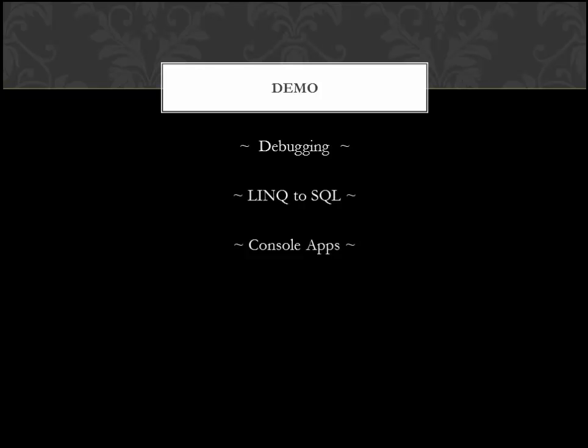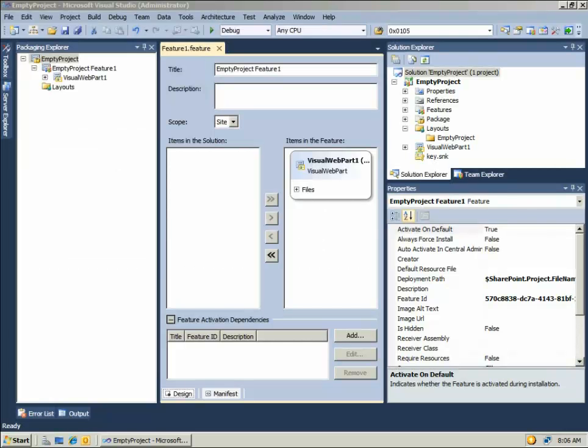Next up, next couple demos, we'll be looking at the F5 debug experience, link to SQL, and a little tiny bit about console applications. In this next demo, I'm going to be looking at the visual web part, debugging, link to SQL, and spend a few seconds on some considerations for developing console applications that target SharePoint.